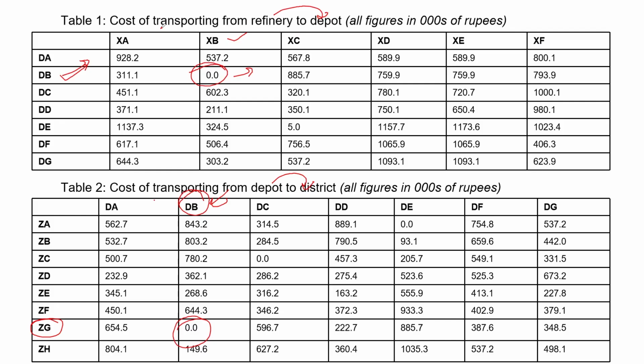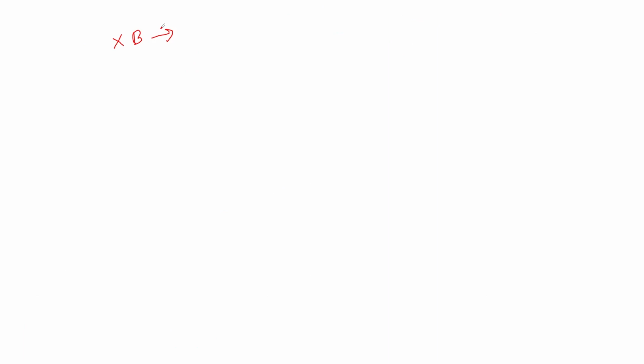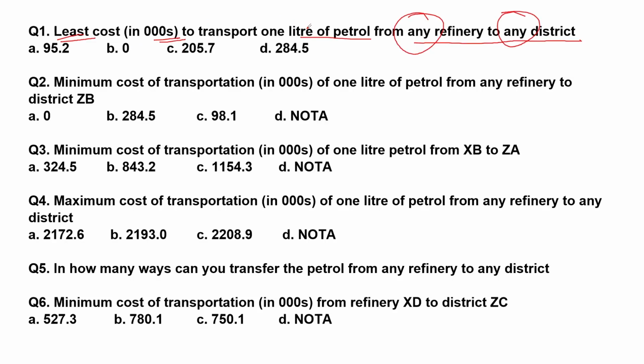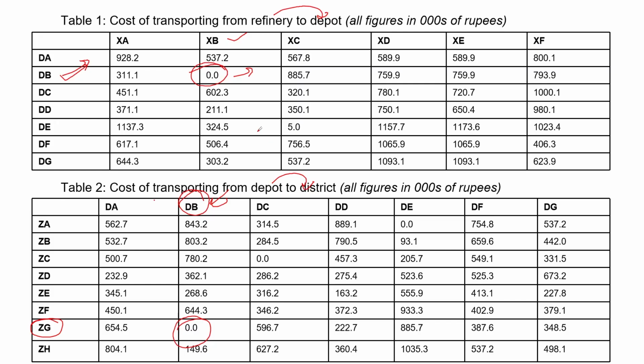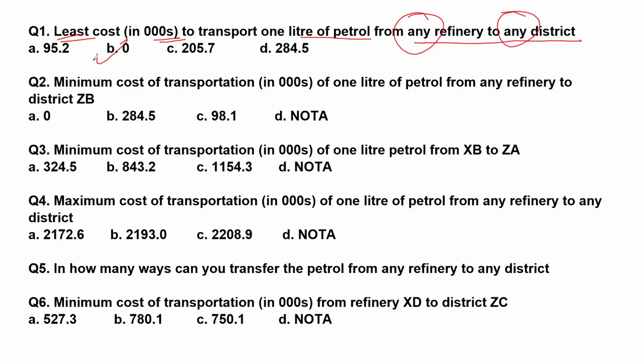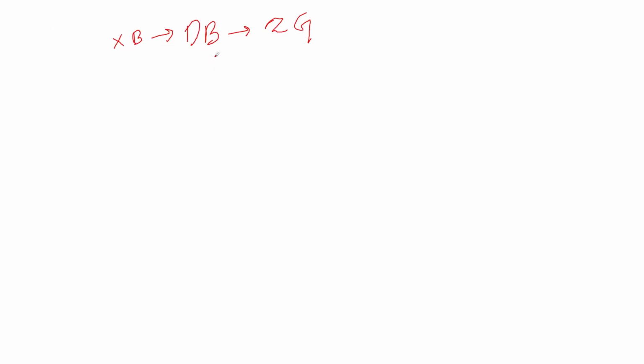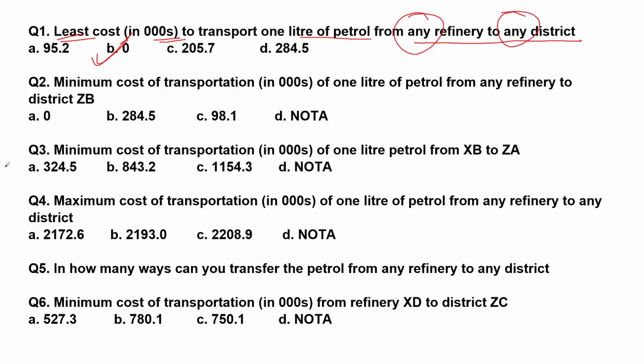So the route is not asked, but still, XB to DB to district G. So this is the minimum route, and how much does this cost? It costs 0 plus 0. So what is the minimum cost? That is 0 rupees. So you can transport the petrol from refinery XB to district G free of cost, totally free of cost. Okay.